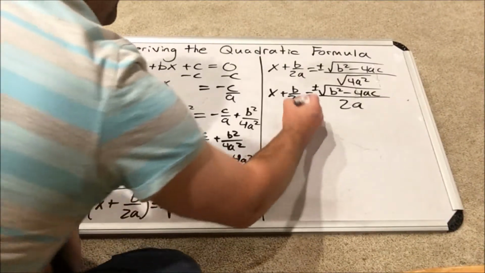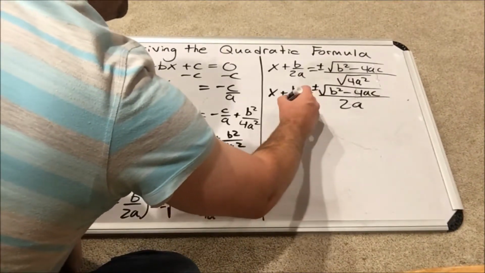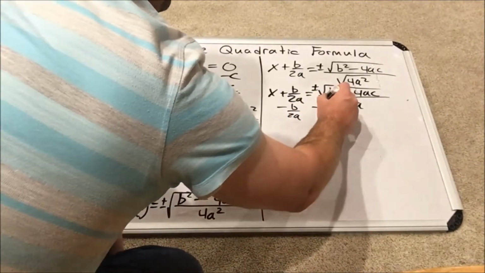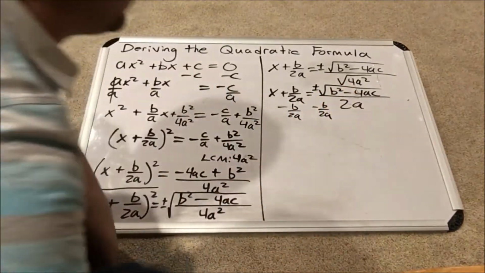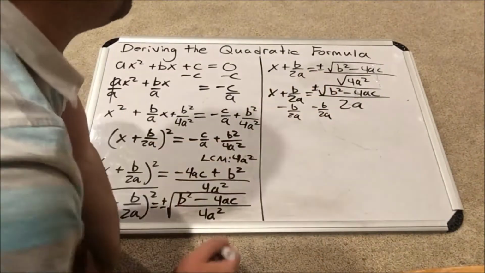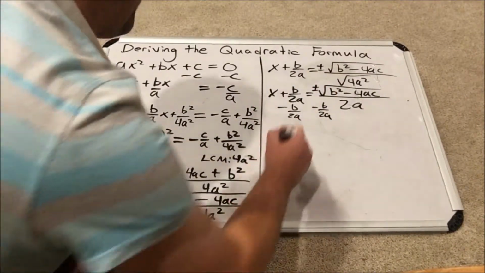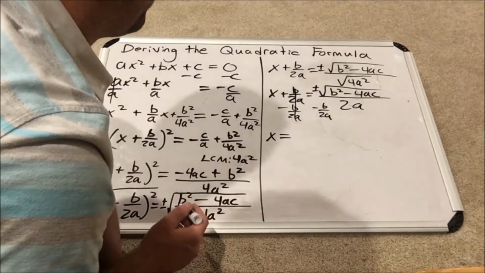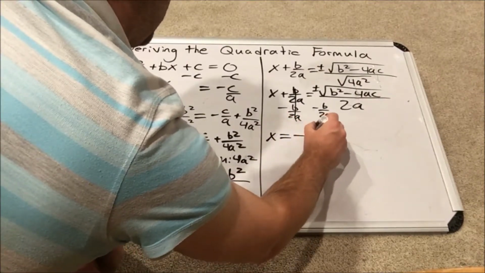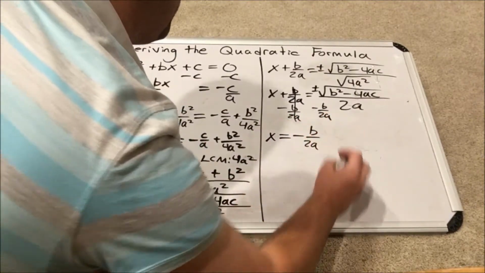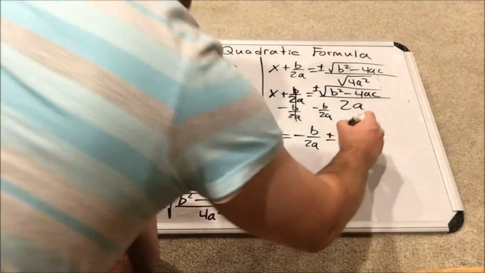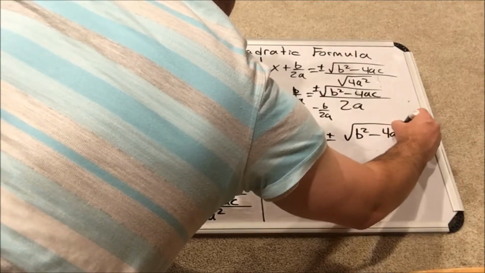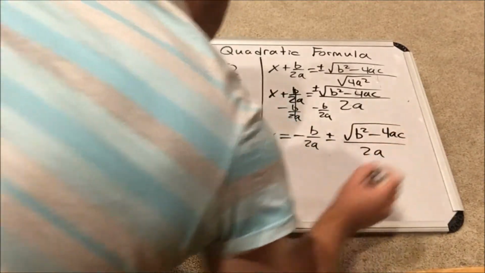The next step is to get the x alone. So we're going to subtract b over 2a from both sides. I'm going to choose to put it first on the right side for reasons that will become clear in a moment. So over here it cancels. On this side, now we just have the x by itself. I'll start by writing the term I just subtracted over there, negative b over 2a, plus or minus everything else that I have over there: square root of b squared minus 4ac all over 2a.